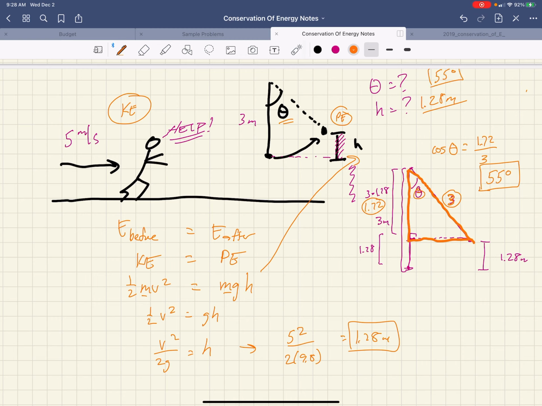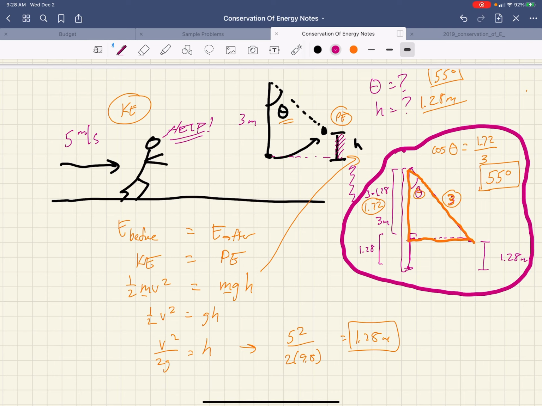So I'm going to circle this a little bit in pink here. This geometry right here is very, very important for this unit to know how to construct this triangle and how to calculate the angle. That is super, super important. And then just in general, it is very important to ask yourself, what kind of energy do you have before? What kind of energy do you have after? And then put in your equations.